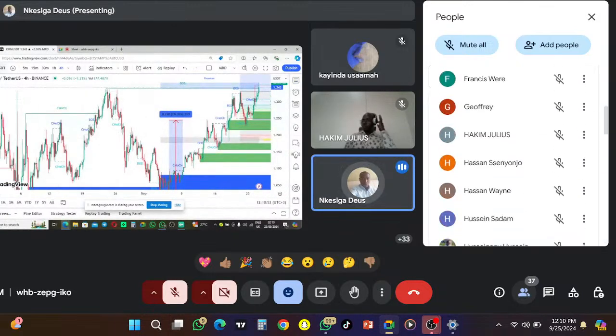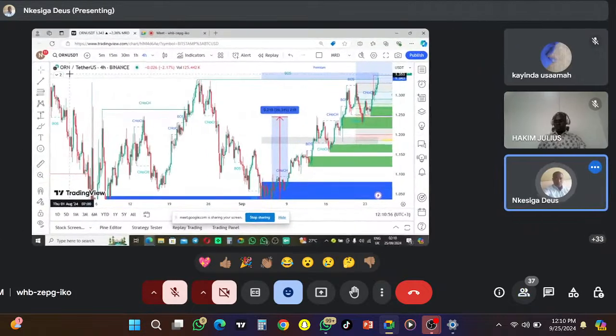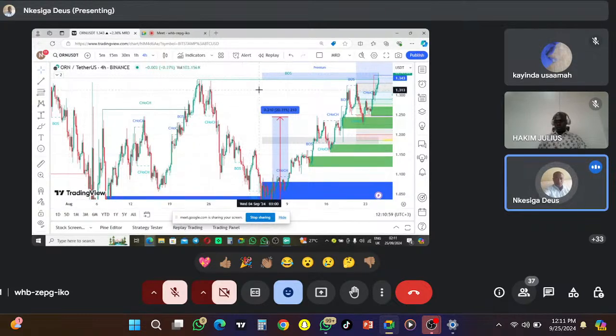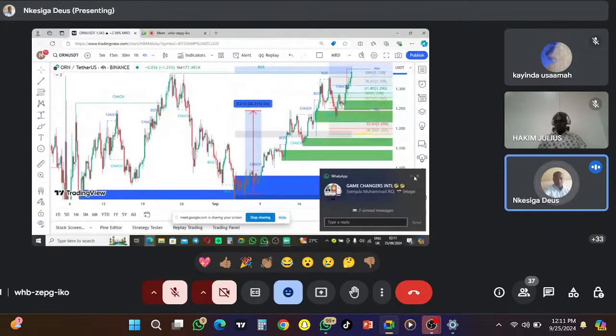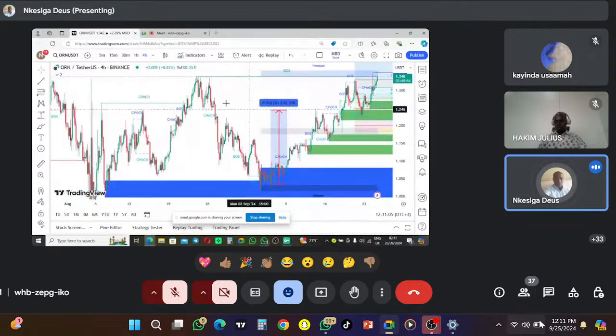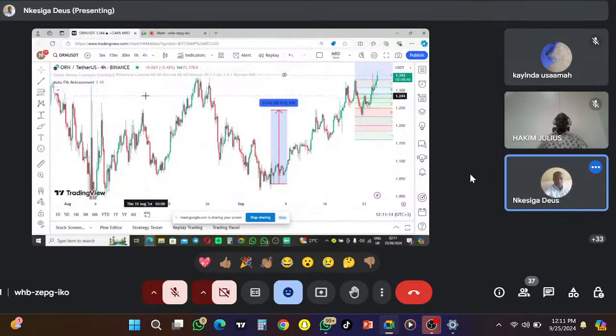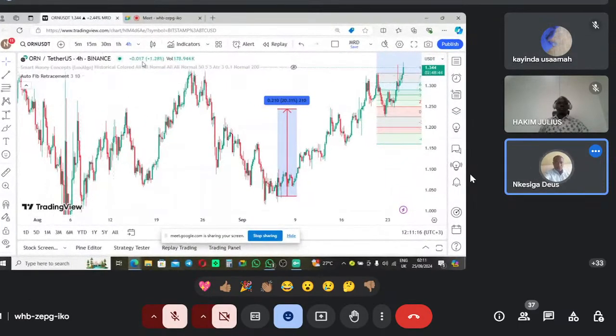So I'll first remove all indicators, then we pass through the settings. After passing through the settings, we are going to look at how those indicators work. We are going to pass through one by one. Let me first remove smart money. Smart money is not there. So let us first use Fibonacci.